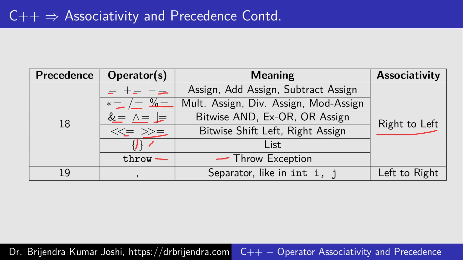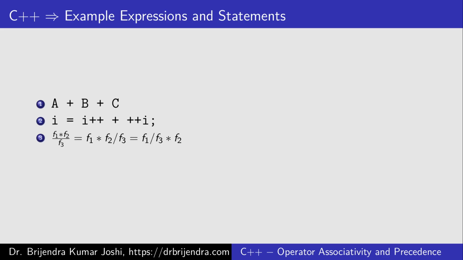Throw an exception. It means if there is an error which you expect, you can throw an exception. Throw is an operator, but it is normally used along with try and catch, which are keywords. The last one is the comma, which is nothing but a separator. It is like in int i, j, it is separating two variables of the same type. It has the associativity left to right. Now let us see some expressions and statements.